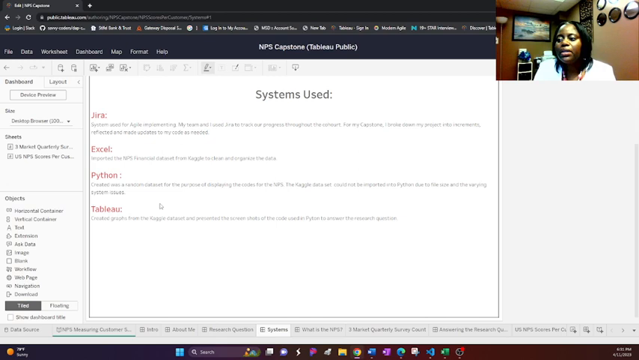And in Python, I created a random data set for the purpose of displaying the code for the NPS, because I was having some issues with the system, and I believe it was because of the size of the data set that I was trying to import from Kaggle. And last but not least, Tableau, which I used to create the graphs from Kaggle's data set. I also used it to present the screenshots of the code that was used in Python to answer my questions.